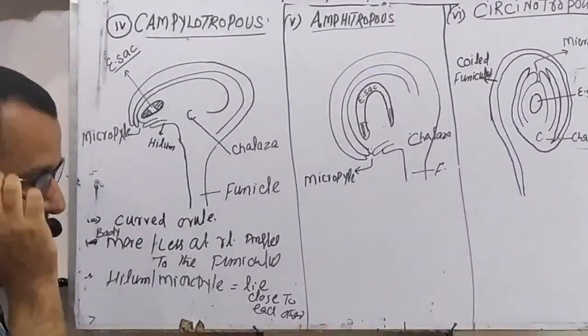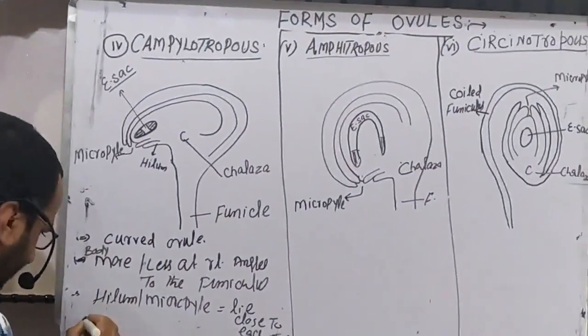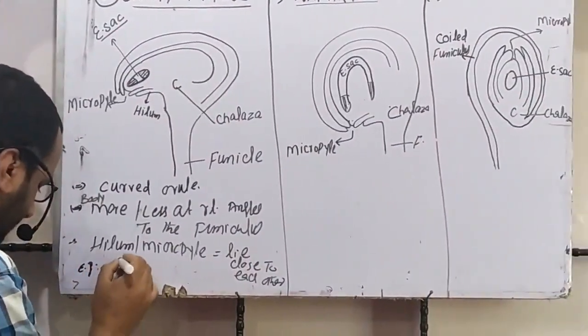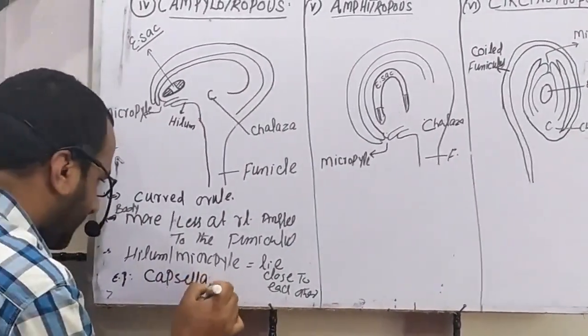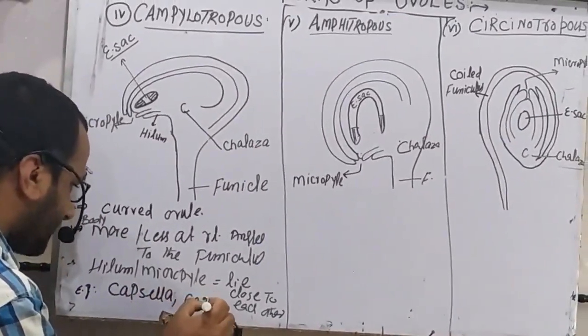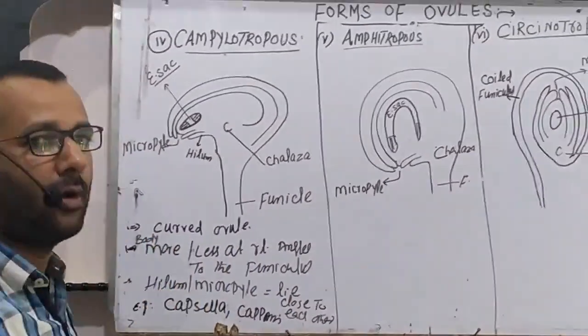Campylotropous. Example of this type of ovule is capsella. Capsella and capparis. These are the two examples of campylotropous ovules.